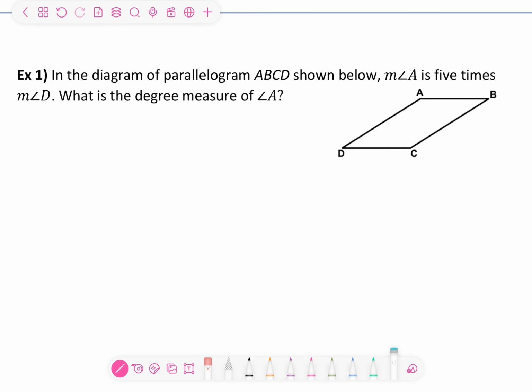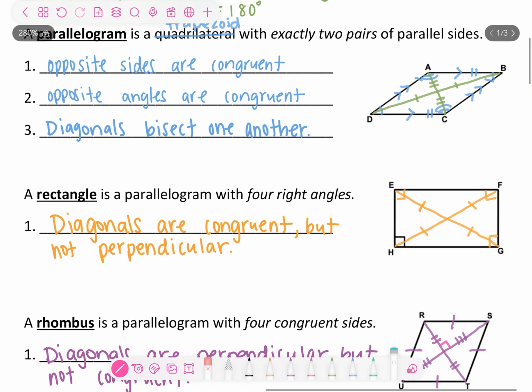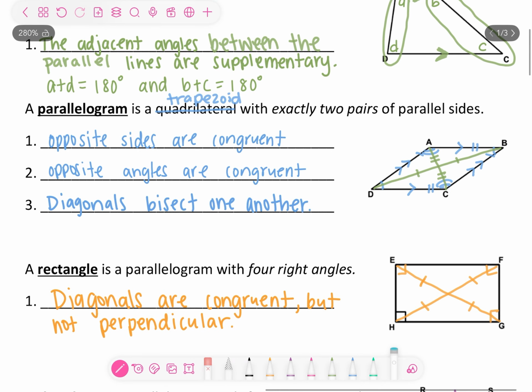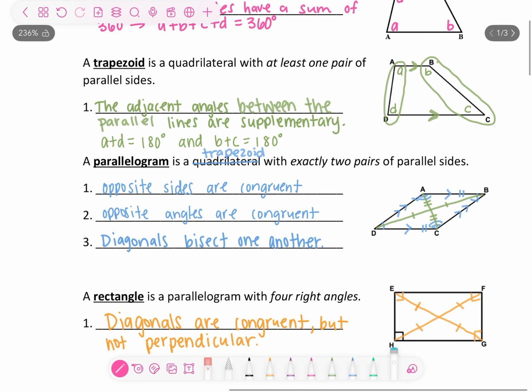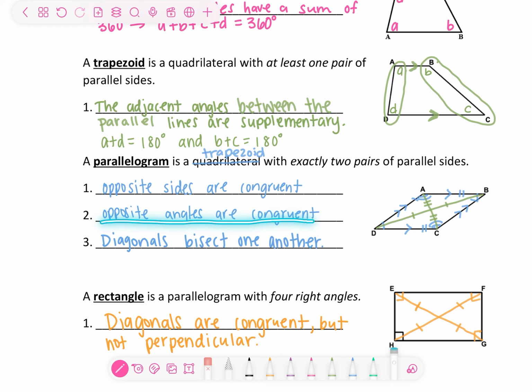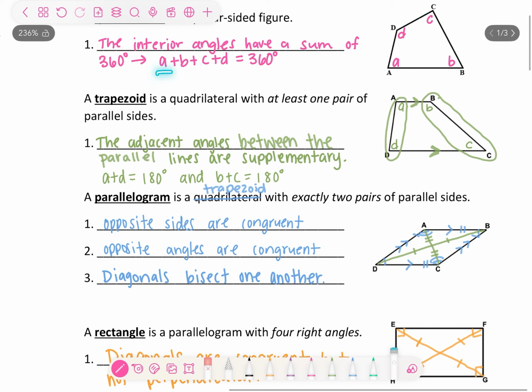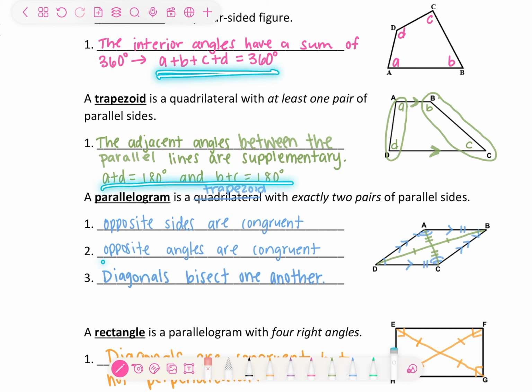So what do we know about parallelograms and angles? Let's look. If it's a parallelogram, we know the opposite angles are congruent, so that may be helpful. What we also know is that the adjacent angles between the parallel lines are supplementary. And then what we also may need is that the angles have a sum, if I add all 4 of them, of 360. So there's actually 3 different things that we could use. I'm going to underline them there and point them out, and we just have to see what will actually help us.